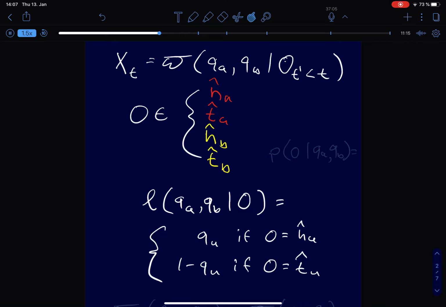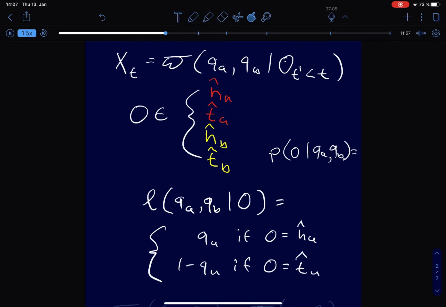I guess it's easier to think about this as not a likelihood, but just a probability: the probability of an outcome given these qs is more or less equal to the likelihood. I use these things interchangeably, so it's convenient to write this as a function of the parameters, but it can equivalently be viewed as a function of the data.